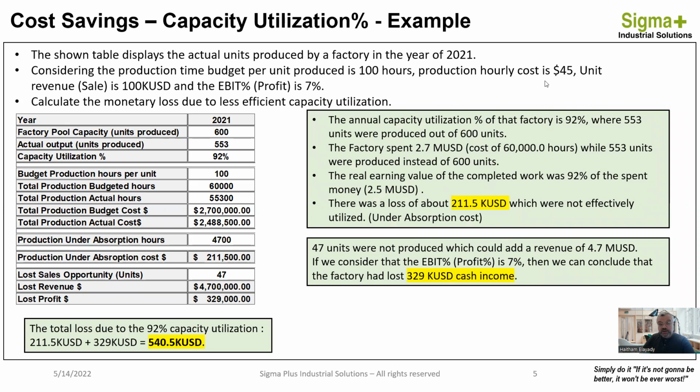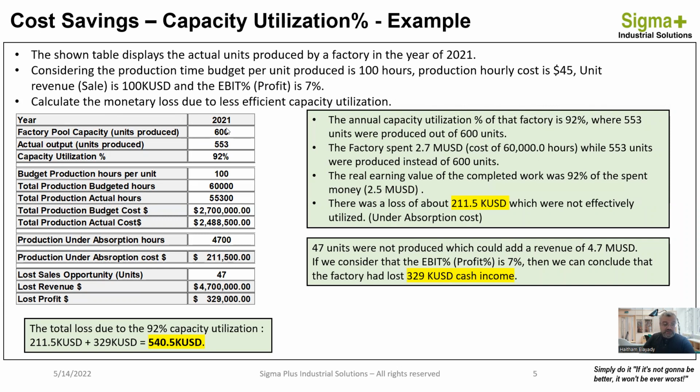The production hourly cost is $45. The unit revenue is $100,000, and the EBIT percentage is 7%, the profit percentage. We need to calculate the monetary loss due to the less efficient capacity utilization. So we have summarized all the information in that table.